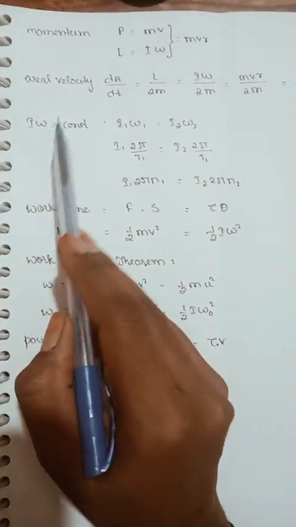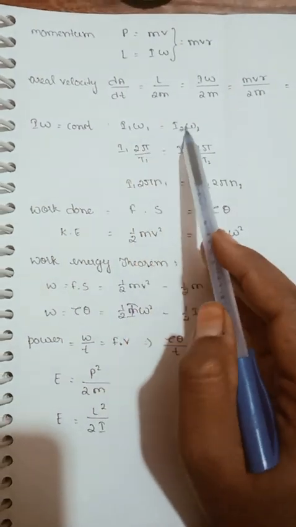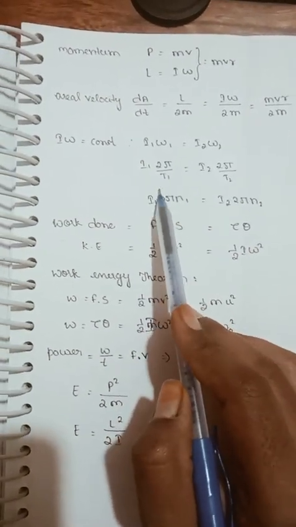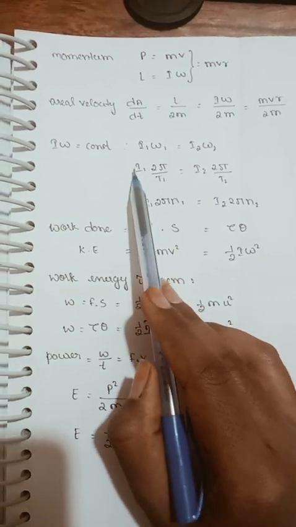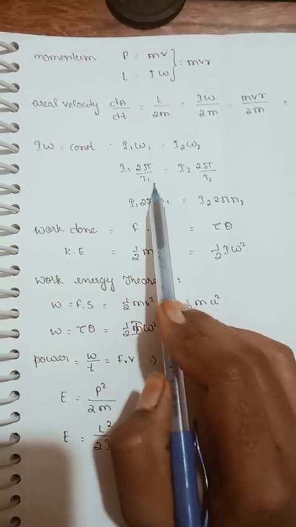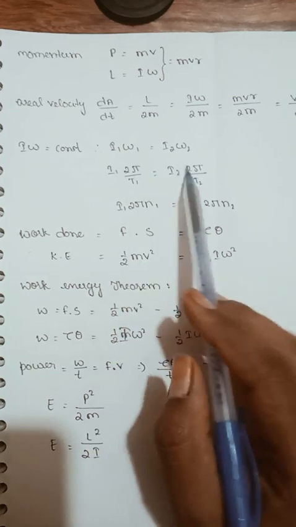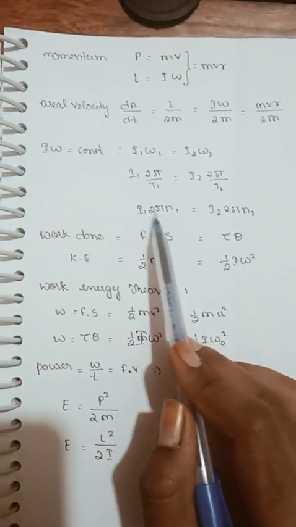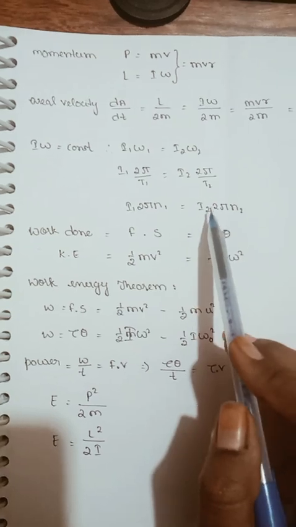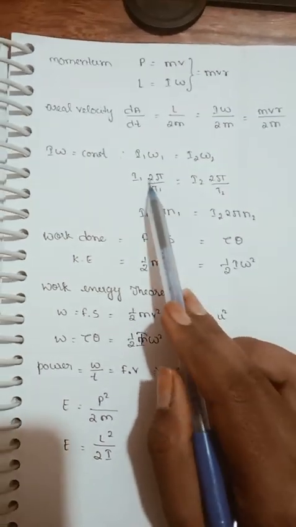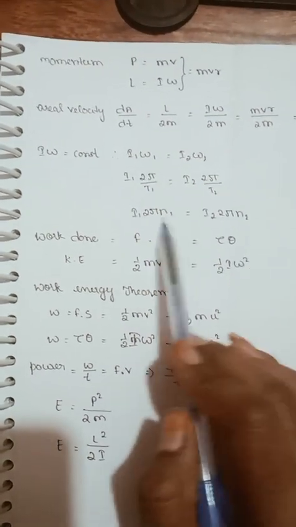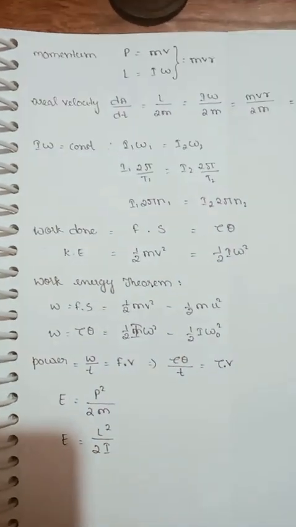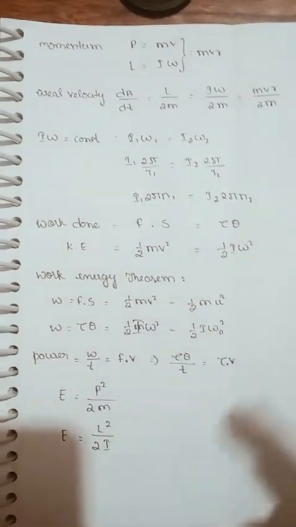And if L is constant, I1 omega 1 is equal to I2 omega 2, where omega is represented by 2 pi by T or 2 pi n. So I1 into 2 pi by T1 is equal to I2 into 2 pi by T2. I1 into 2 pi into n1 is equal to I2 into 2 pi into n2. The reciprocal of T is n, which is known as frequency, where 2 pi gets cancelled, and it is also simplified.